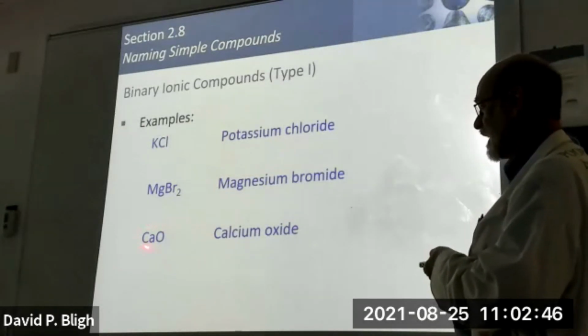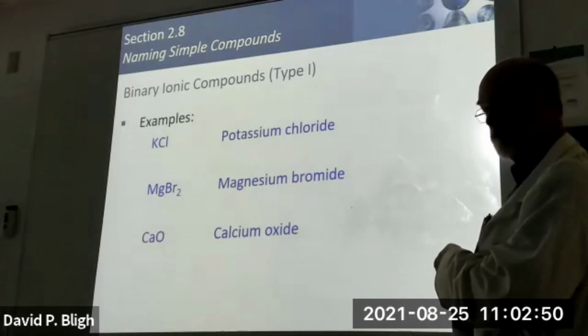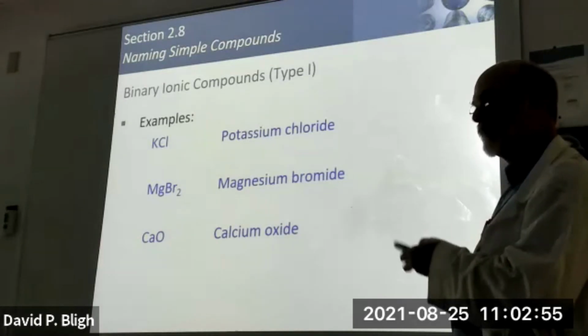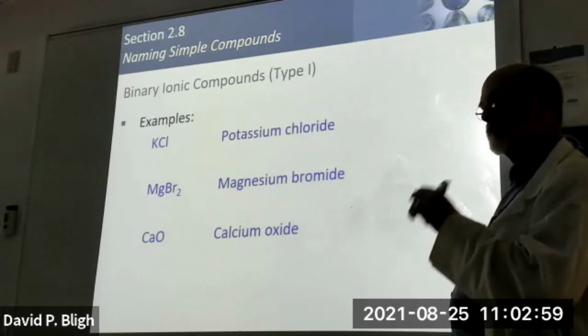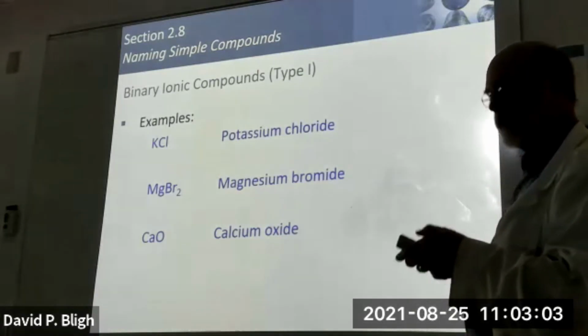Calcium oxide. Calcium is an alkaline earth, 2+ charge. Oxygen is a chalcogen, -2 charge. So you only need 1 of each to have a neutral compound. And calcium oxide is unambiguous. That is its name and its formula. Nothing else is possible.